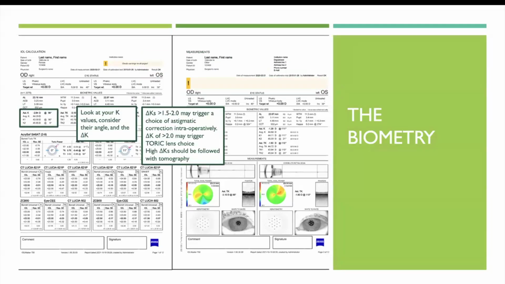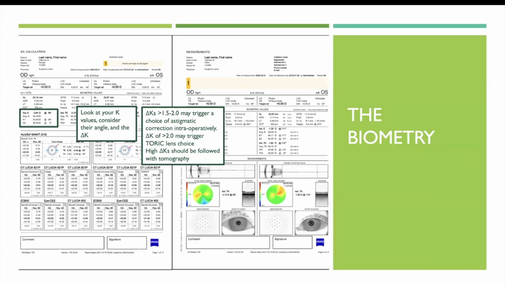So I want you to consider what angle they're at, and I also want you to consider the delta K. So any delta Ks of about 1.5 to 2, depending on the protocol that you're working to, may trigger an extra step that will be taken in the surgery, and we could talk about those at a later date, of astigmatic correction. So that's either with, for example, limbal relaxing incisions, maybe a corneal incision on the opposite angle, things that are done intraoperatively to try and flatten your cornea with incisions.